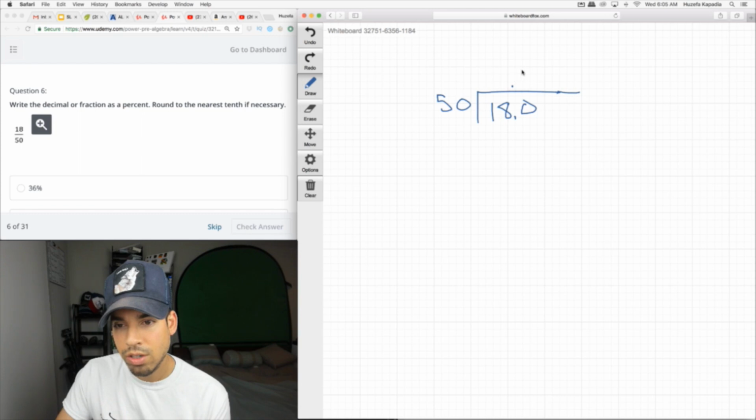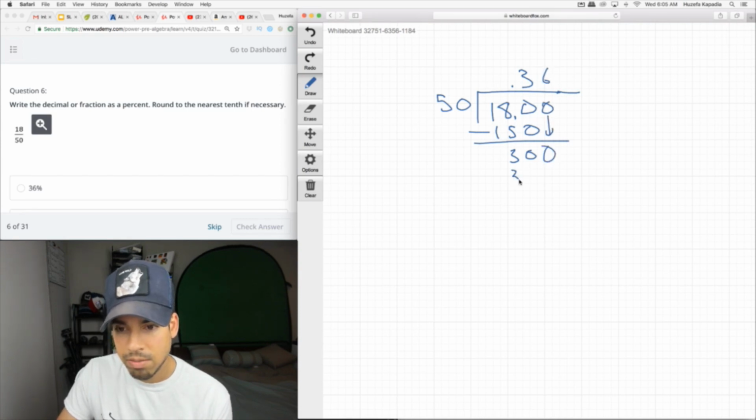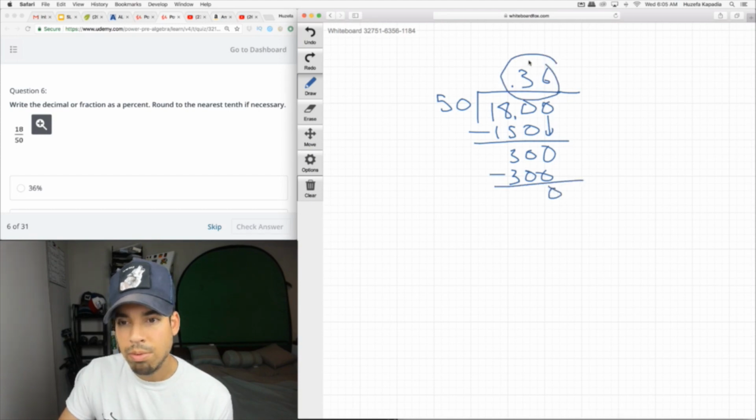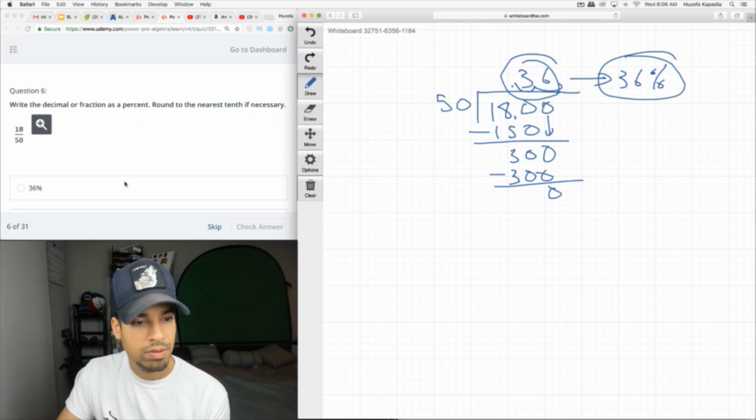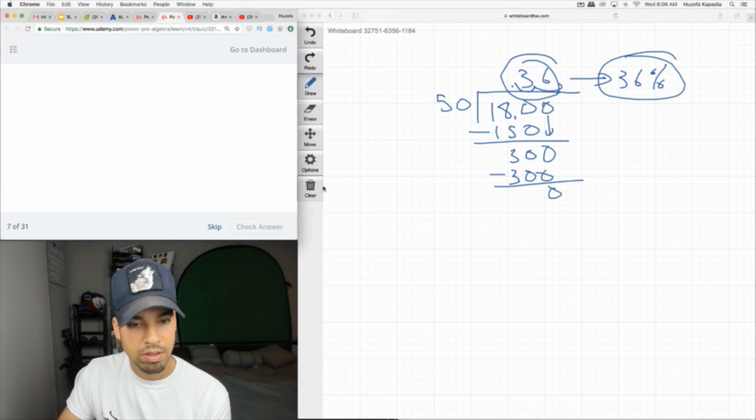So 50 goes into 180. 3 times 50 is 150. Subtract and see where my decimal is. Then this becomes 30, add a 0. 50 goes into 300 6 times. And we get 0. So we got 0.36. As a percentage, you just move the decimal once, twice, and it becomes 36%.